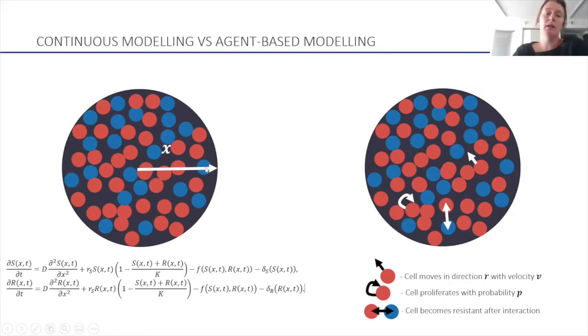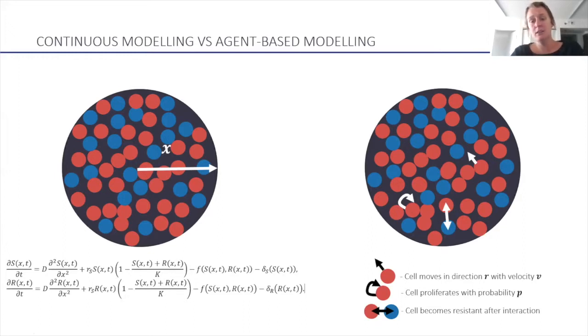Or if you think about it in an agent-based model, what you'd be wanting to do is model individual cell interactions. So instead of modeling the density of a particular type of cell in space, you think about maybe the velocity. So this cell here might move in a certain direction R with a velocity V, or instead of having a continuous function for the proliferation of cells, you'd have that there's a probability that a particular cell might proliferate in a certain time step.